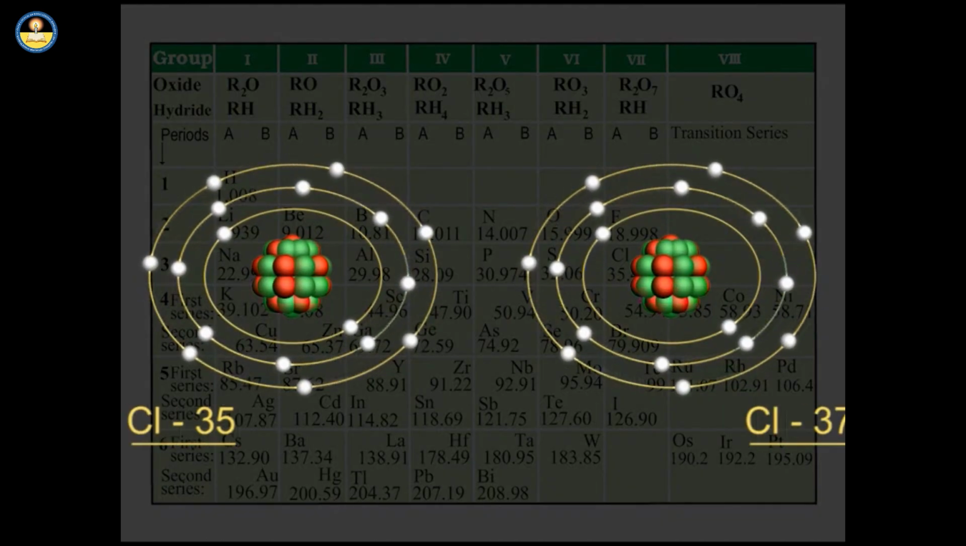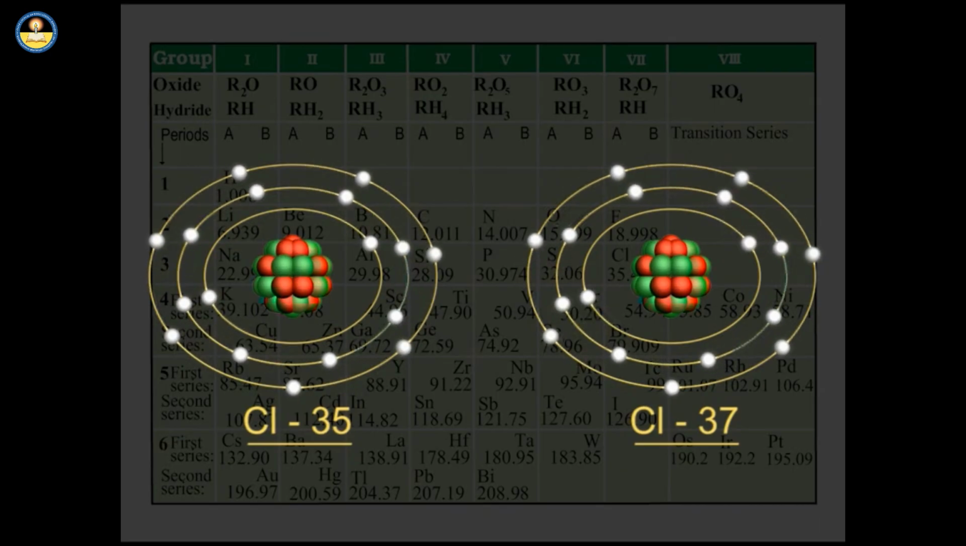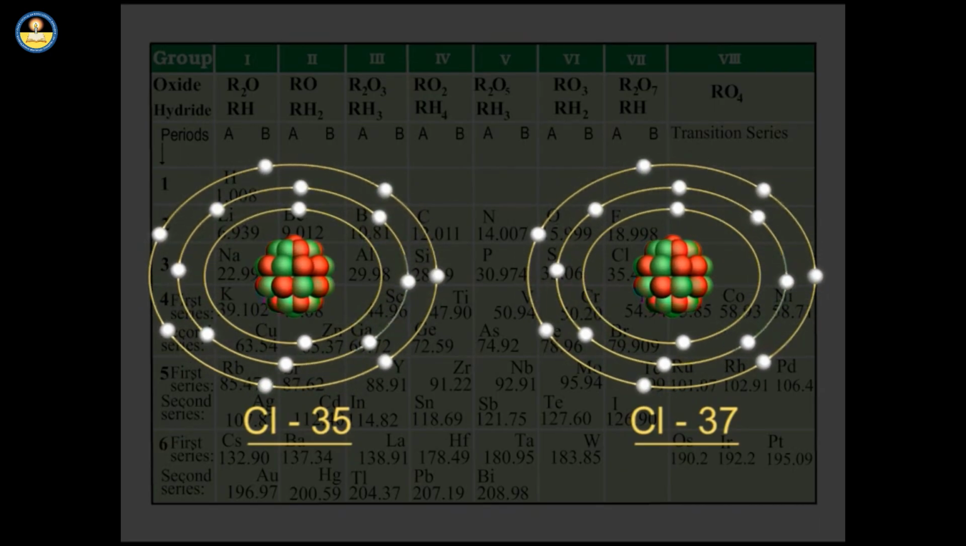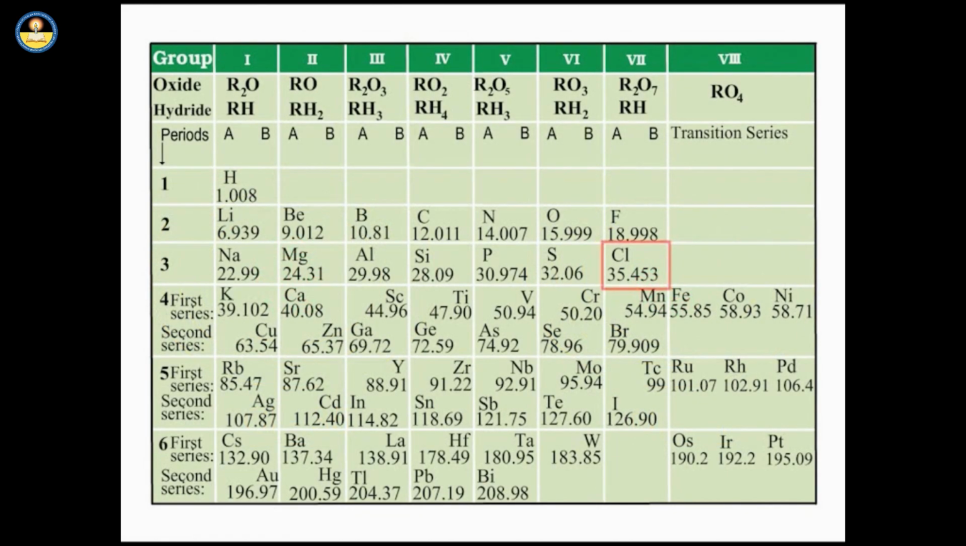Further, since the isotopes of an element have the same chemical properties, therefore they are placed in the same position in the periodic table. Thus, the position of isotopes in the Mendeleev's periodic table is anomalous. In other words, isotopes of all elements posed a challenge to the Mendeleev's periodic table.